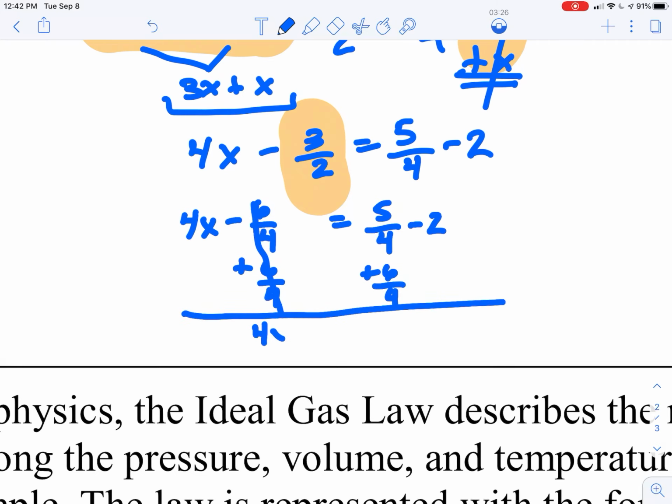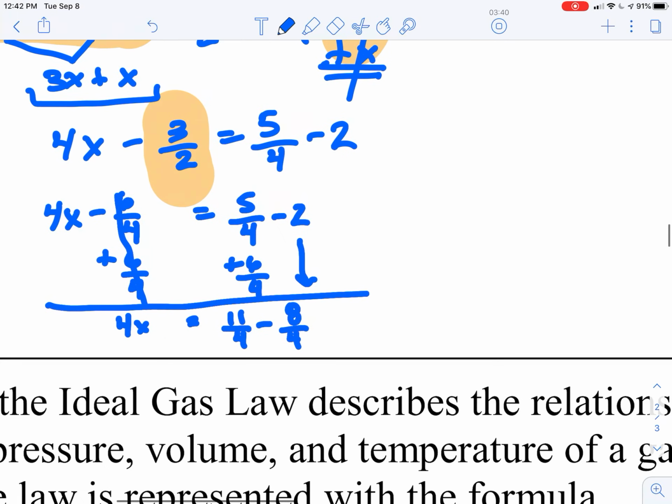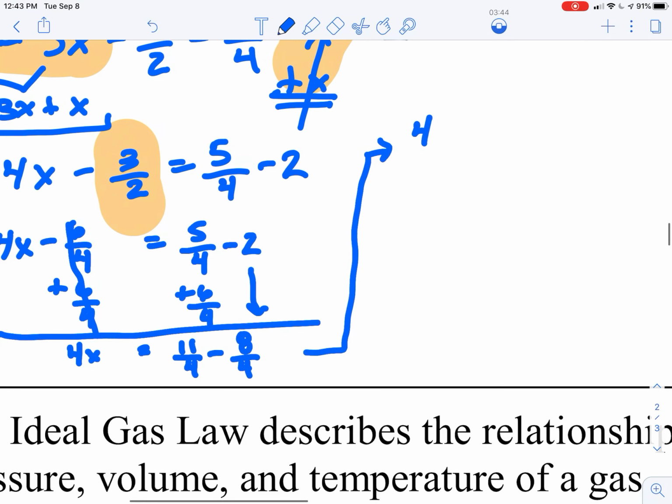So now I have 4x left on this side, and I have 11/4 minus 2, which, by the way, I'm going to call 8/4 right here. It's the same as 2, but that way I'll be able to do the math here. Okay, I'm going to go up here now and finish up. So I have 4x equals 11/4 minus 8/4. I have 4x equals 3/4.